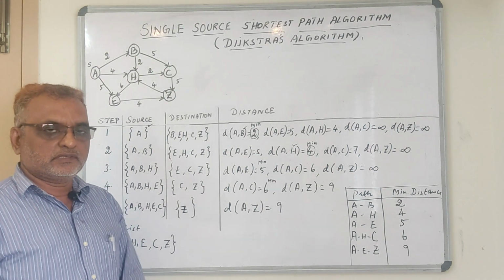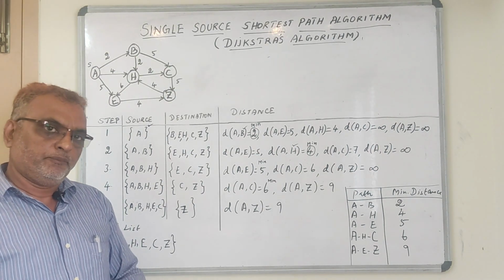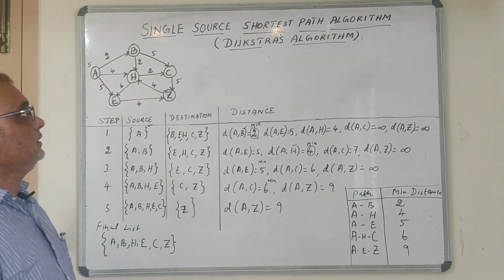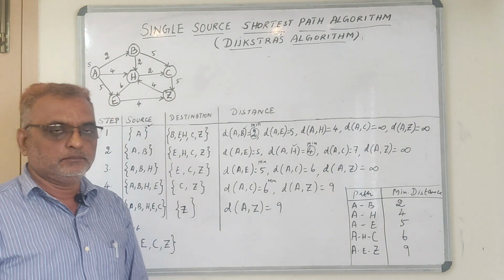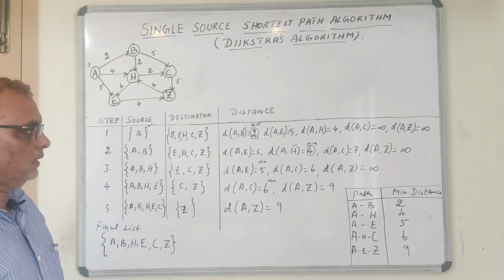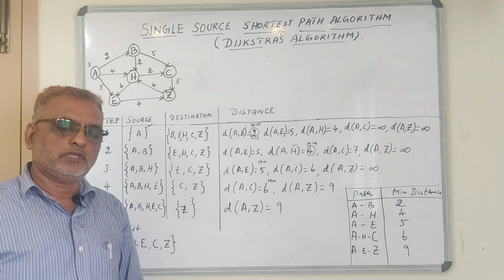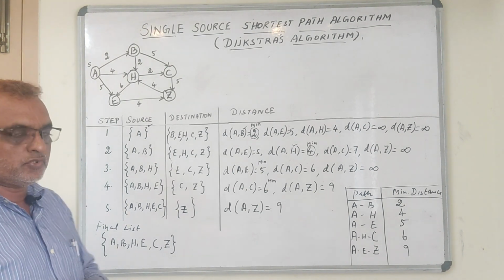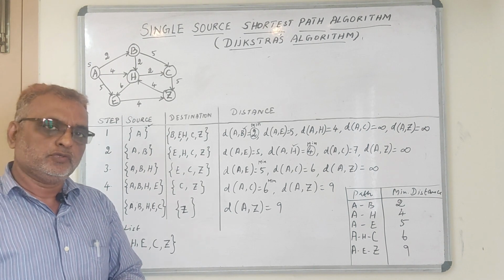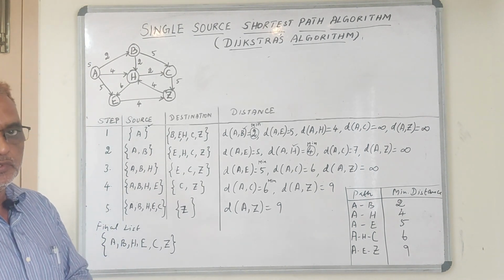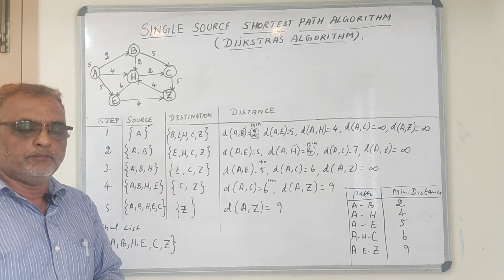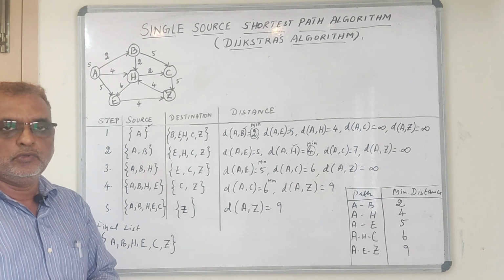Today we are going to discuss an important concept from data structures, the single source shortest path algorithm, also called Dijkstra's algorithm, in which we have to find out the optimal solution for the given problem, the minimal solution for the given problem. So naturally we will find out the minimum cost to get the solution.